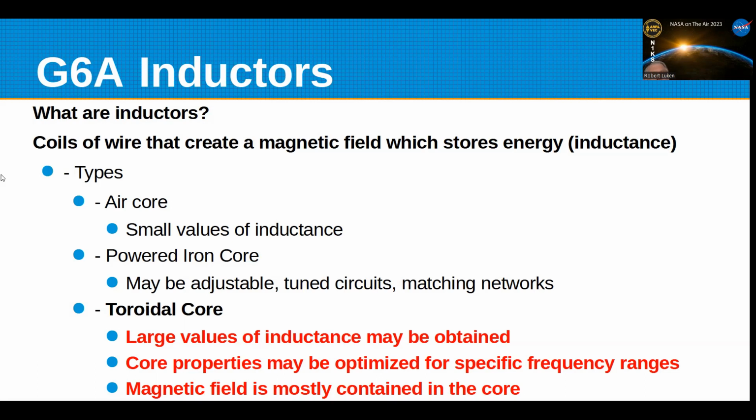So the core material can be optimized to operate at specific frequency ranges. And the other big thing is the magnetic field in the toroid is mostly contained within the toroid itself. You don't have very much magnetic field extending around it, so you can have them relatively close together without them interacting. Although typically, when they do put them close together, they'll do them at right angles. So there's even less effect.